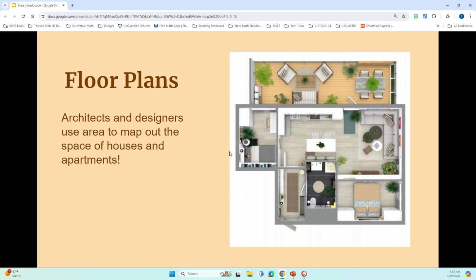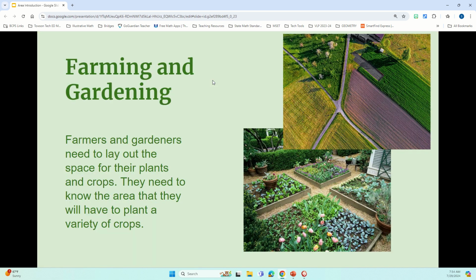Floor plans. This is actually one of the most popular uses of area. Anytime an architect or designer is laying out a floor plan, they need to know the space so they can determine what size furniture can fit here, how much walking space a person would have. So this is a very important use of area.